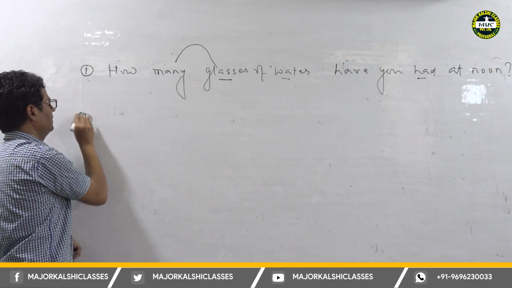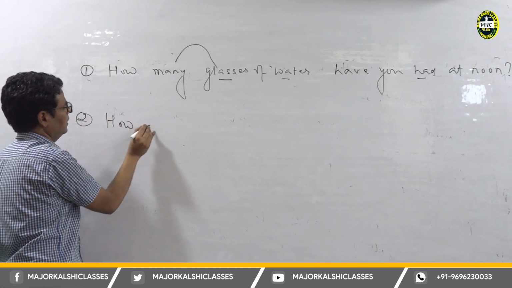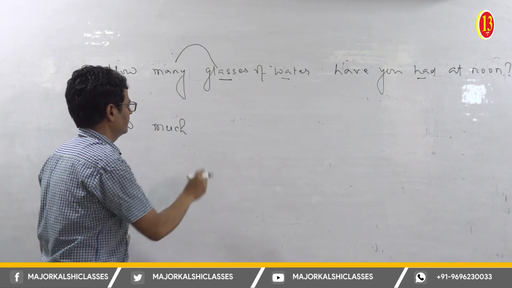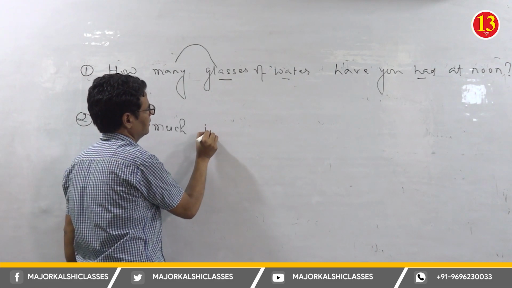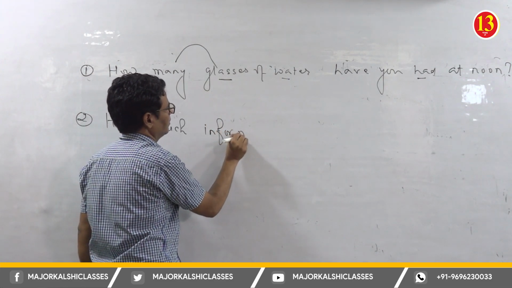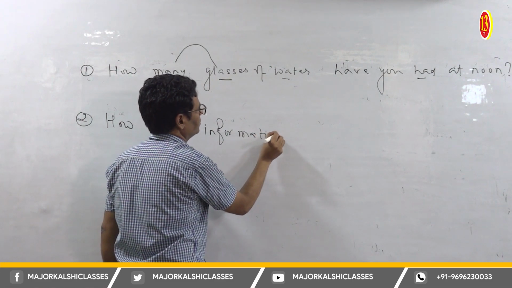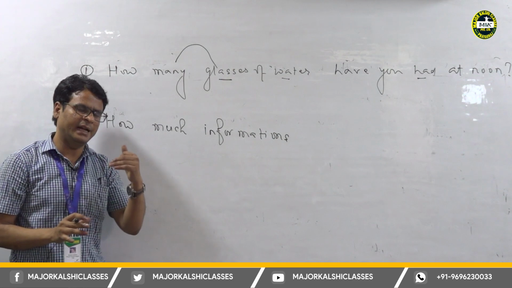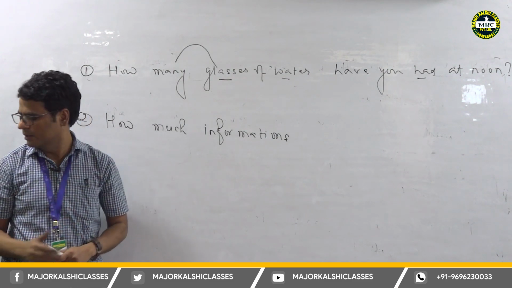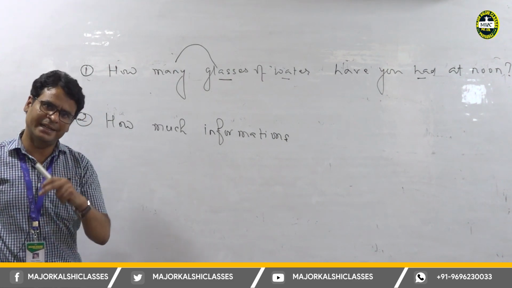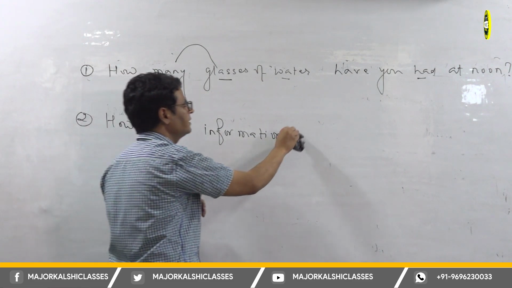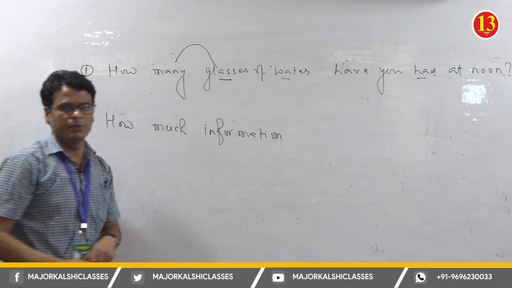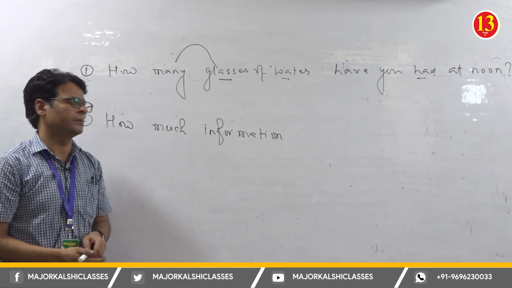Now, second example, how much information? Information is an uncountable noun, so we cannot use how many here. If we add s or es to information, it is wrong. How many information? That is wrong. We have to say how much information. We cannot use s, and always remember information is an uncountable noun.